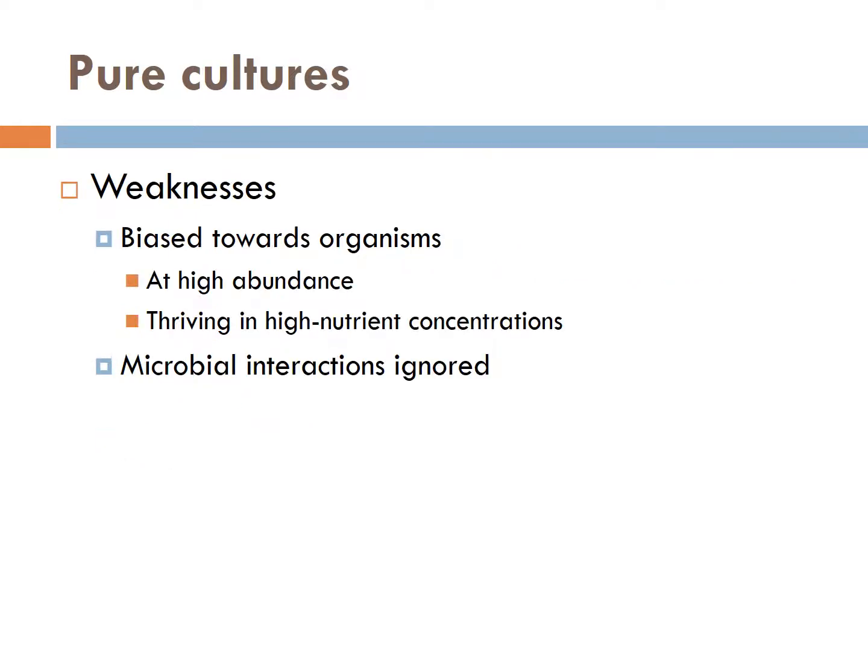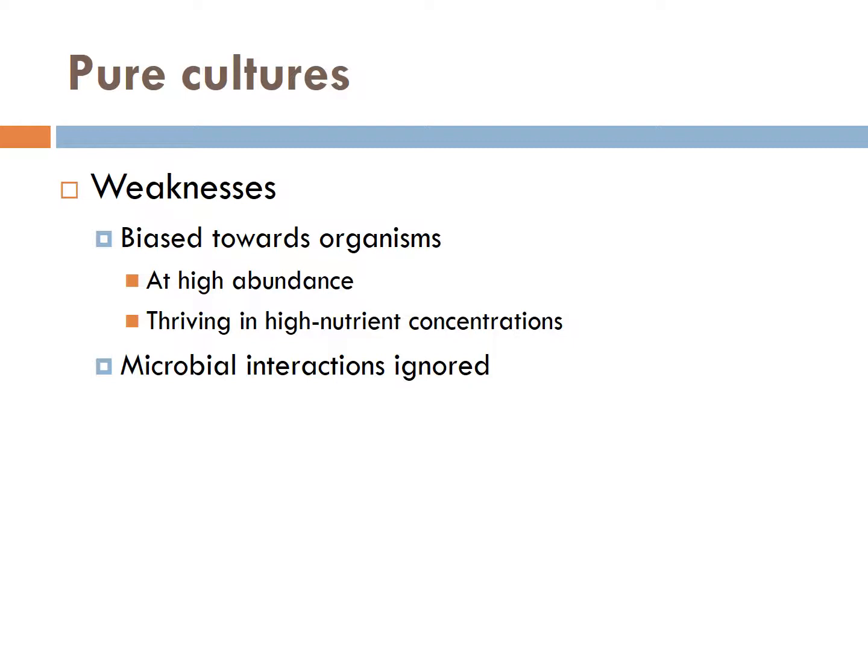The weaknesses of pure cultures is that they're biased towards organisms that are at high abundance or thrive in high nutrient concentrations, by virtue of how we establish the cultures. We're picking colonies at dilutions that are 10 to the 8th or higher, where we can start to see distinct colonies. It's unlikely we'll ever pick a colony representing an organism in low abundance, one with a concentration of much less than 10 to the 8th per milliliter.